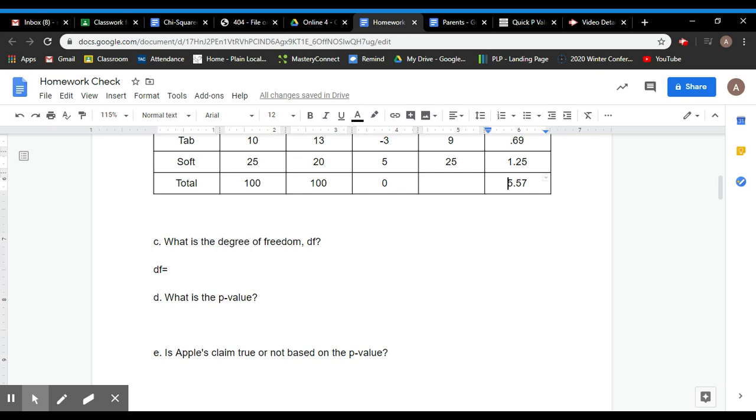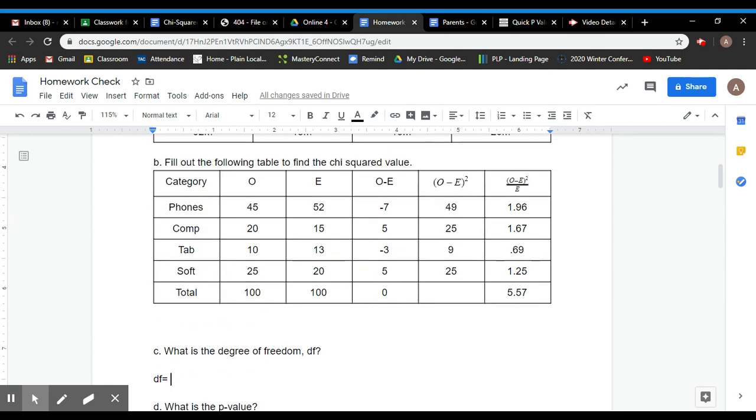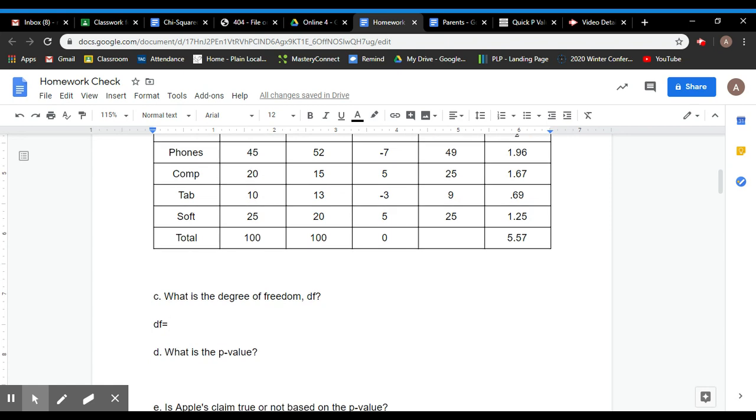Now that we have the chi-square value, we need to find our degree of freedom because we eventually need to find the p-value. So remember, with degree of freedom, when it's not a two-way table setup, especially not a complicated two-way table, what we do is we take the number of categories and subtract 1. So we have 4 categories minus 1, so our degree of freedom is 3.